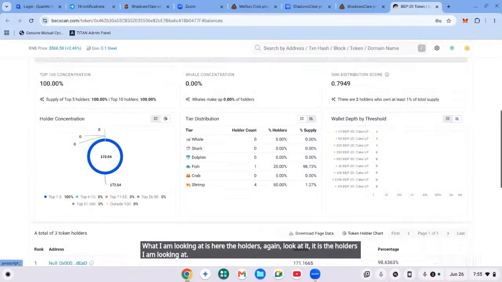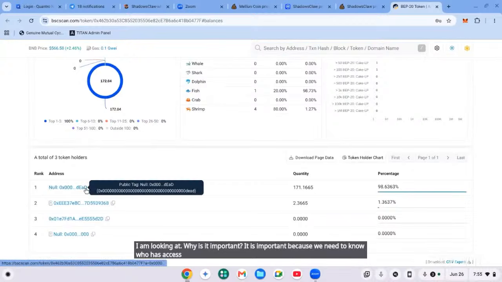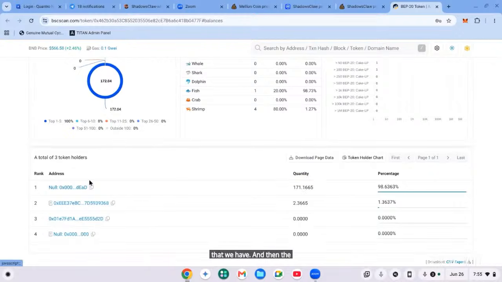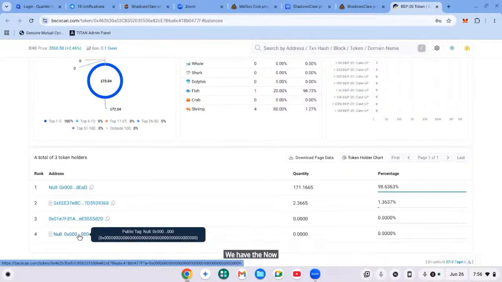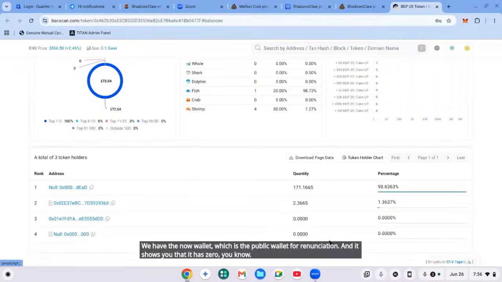Why is it important? It is important because we need to know who has access to this money that we have. The amount of the holdings has been grouped percentage-wise. So now these are four holders of this token or the liquidity: 1, 2, 3, 4 wallets holding it. Let's start from the bottom. We have the Null wallet, which is the public wallet for renunciation, and it shows you that it has zero holdings. There's nothing in there.